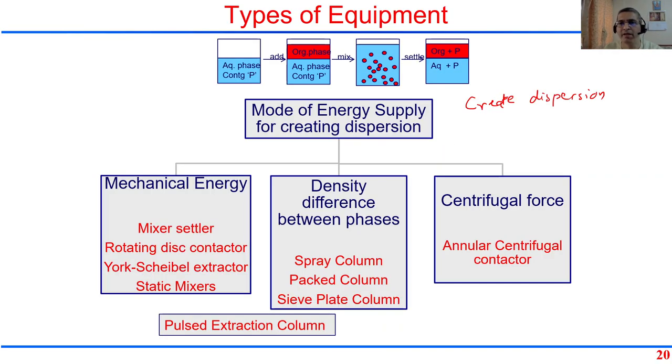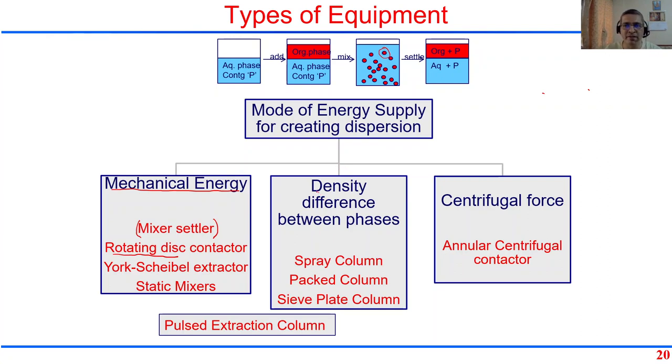Qualitatively, what are we doing? We are creating a dispersion of one phase into the other phase. In this particular case, the red is the organic phase. We are creating a dispersion of organic phase into the aqueous phase. Now, breaking an organic phase into dispersion requires energy. We have seen when we talked about multi-phase reactors that you can supply energy in the form of mechanical energy. So you could have an agitator, mixer settler, or a rotating disc contactor. All these pictures we will see, and we will see how they operate.